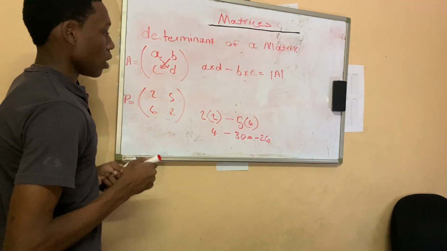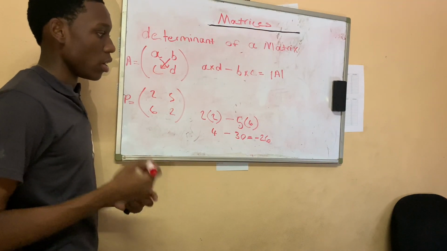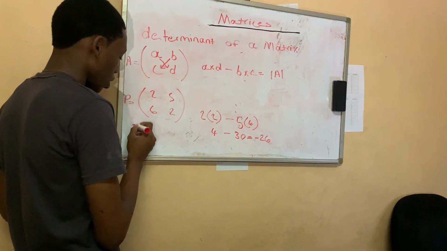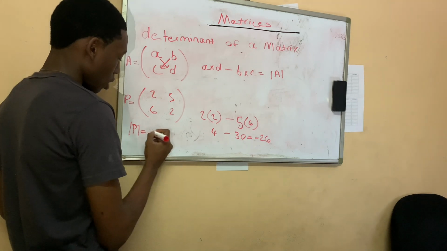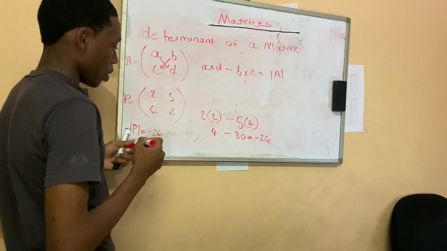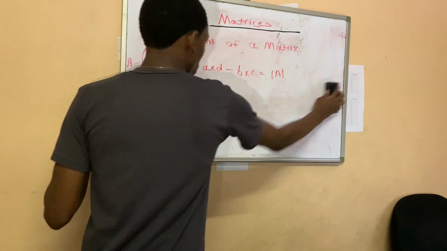So that's how we find the determinant of a matrix. So this answer is going to equal the determinant of matrix P, negative 26. Let's try one more.